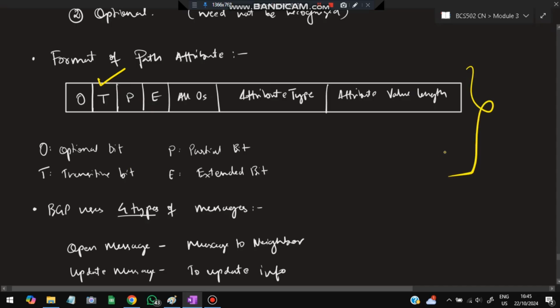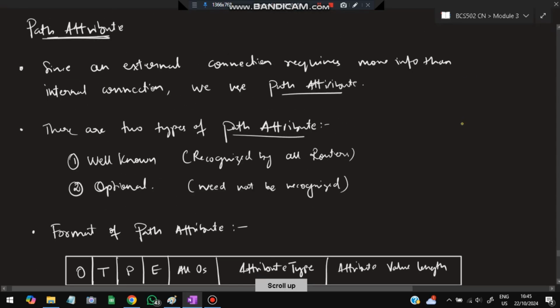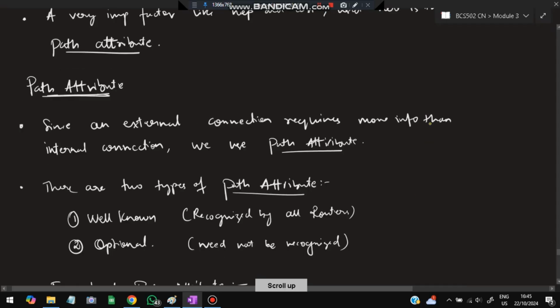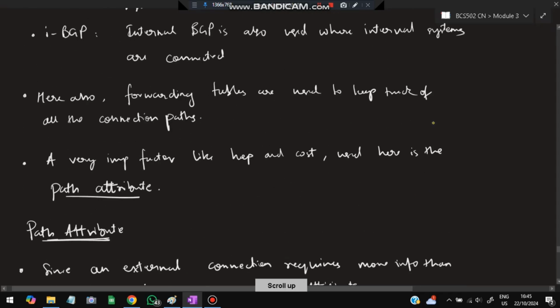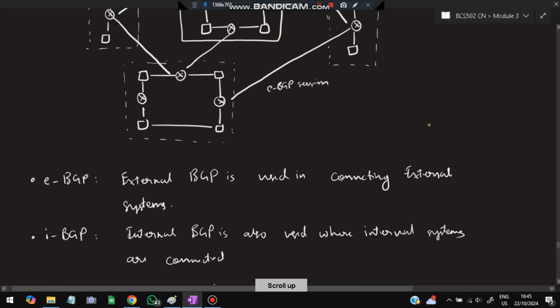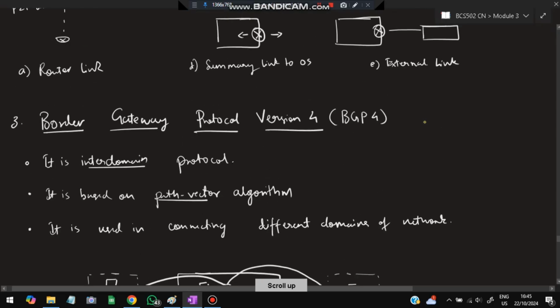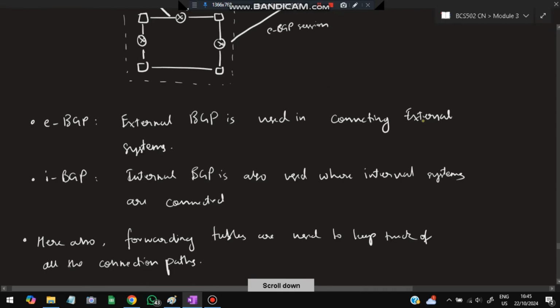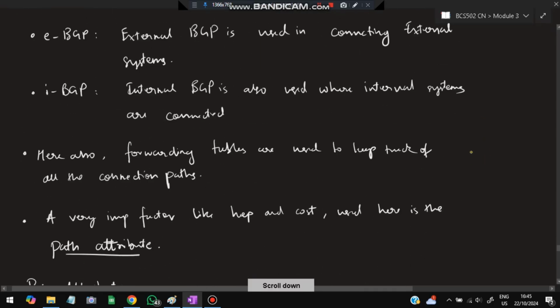This is what will be asked in the exam point of view: the types of messages, the format, path attribute, 2 types of path attribute, and this whole thing comes under the BGP, right? So there are different types of BGP also. All those things are important from the exam point of view. eBGP and iBGP, different types of BGP here.